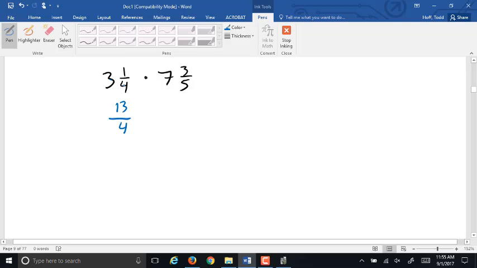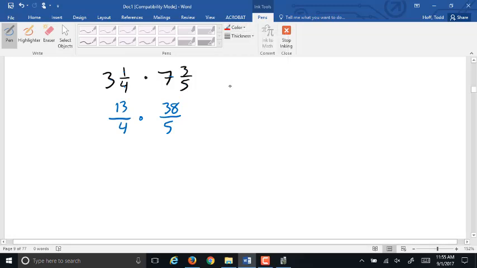13/4. Good. 3 times 4 is 12, plus 1 is 13. The denominator never changes. It stays fourths. 7 3/5, of course, it's going to be fifths. 38. Good. 7 times 5 is 35, plus 3 is 38.